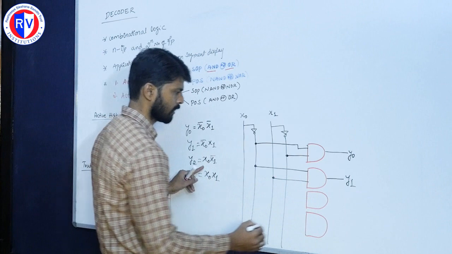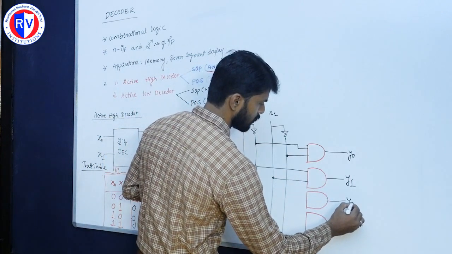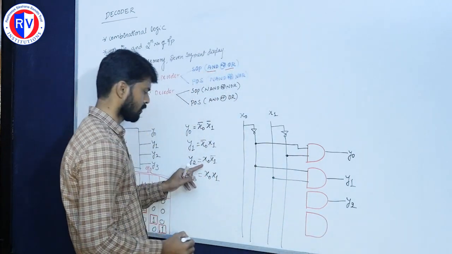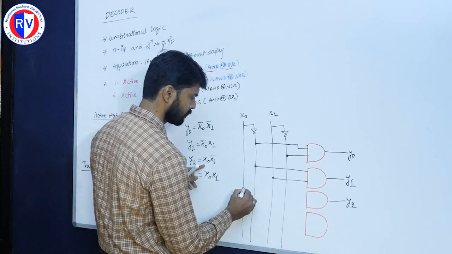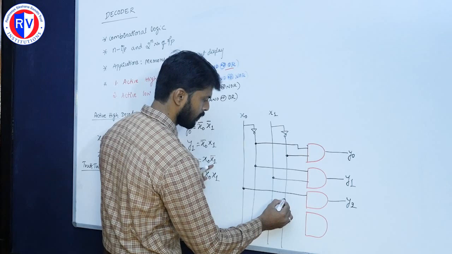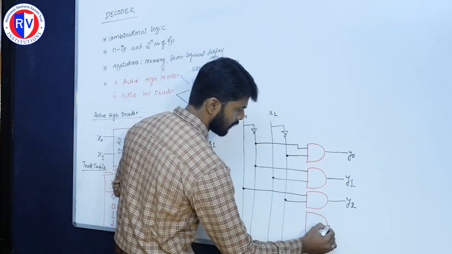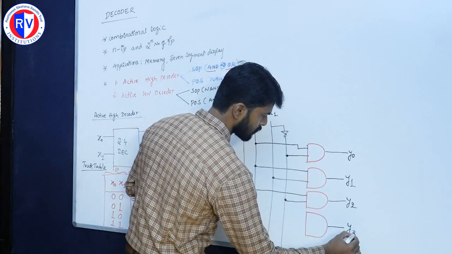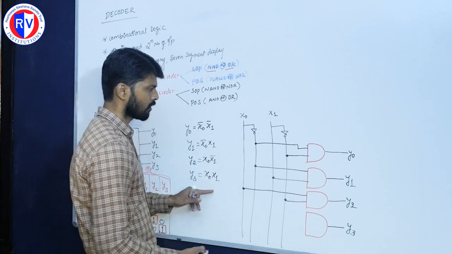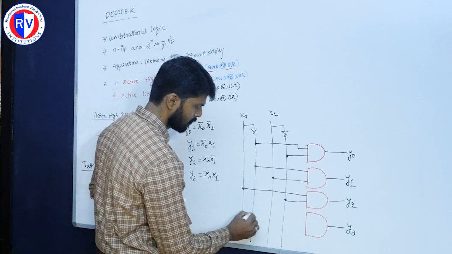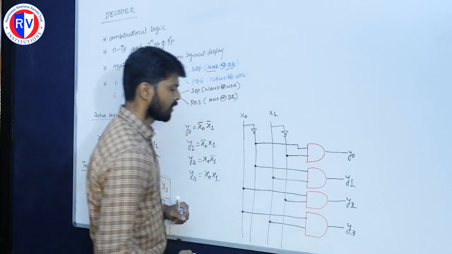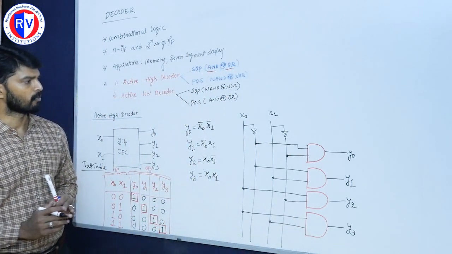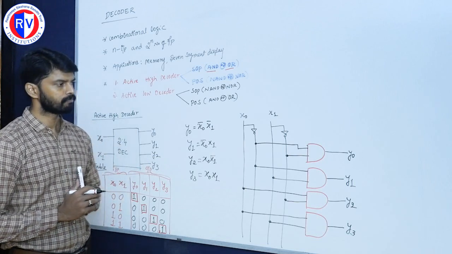Similarly, for the last case, the third case, we need to take x naught and x1 bar. Similarly, for the last case, x naught and x1. So this is the logic diagram for active high decoder.